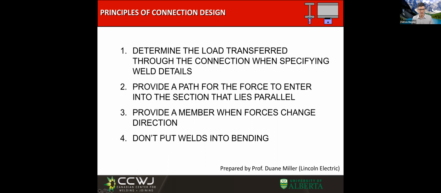There are other principles like don't put welds into bending. I will not discuss that, but some of these are self-explanatory. When you put a weld into bending, it tends to open at the root and crack.